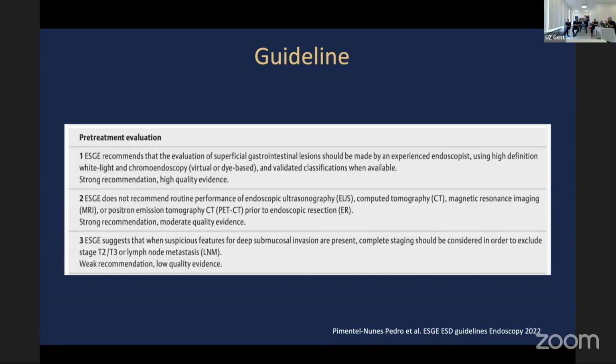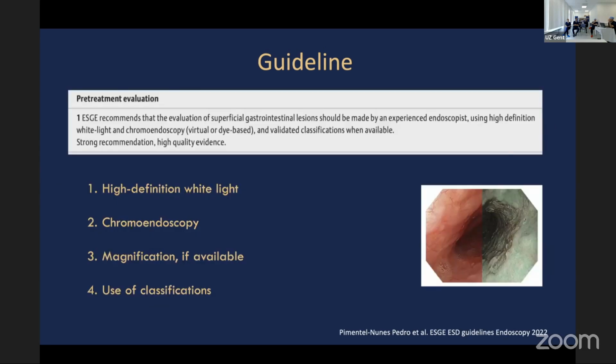So I think you need to be experienced, you need to be able to apply virtual chromoendoscopy to understand lesions. You don't usually, for most cases, and we can talk about individual cases, need imaging up front unless you think something is deeply invasive. And of course, that's the third one that we've said here.